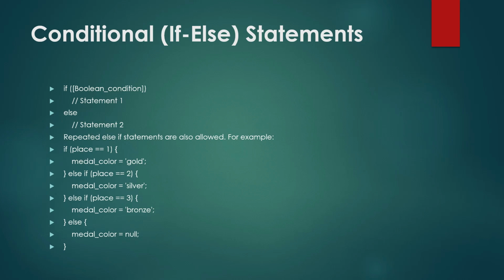For example, if place equals 1 and this is true, then the medal color value is going to be gold. Else if, then it will check the second condition. If place equals 2, then the medal color value will be silver. Else if place equals 3, again it will check the condition. If it is true, then bronze. Otherwise, else, medal color will be null. So that's how you do repeated if else.